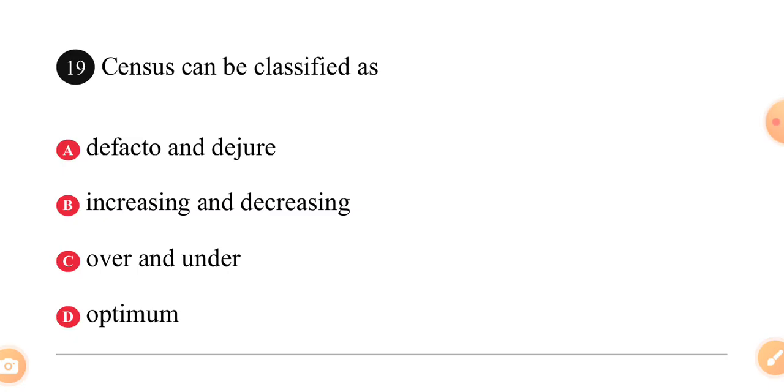Okay. Census can be classified as dash. A. De facto and de jure. B. Increasing and decreasing. C. Over and under. D. Optimum. Census can be classified as A. De facto and de jure.